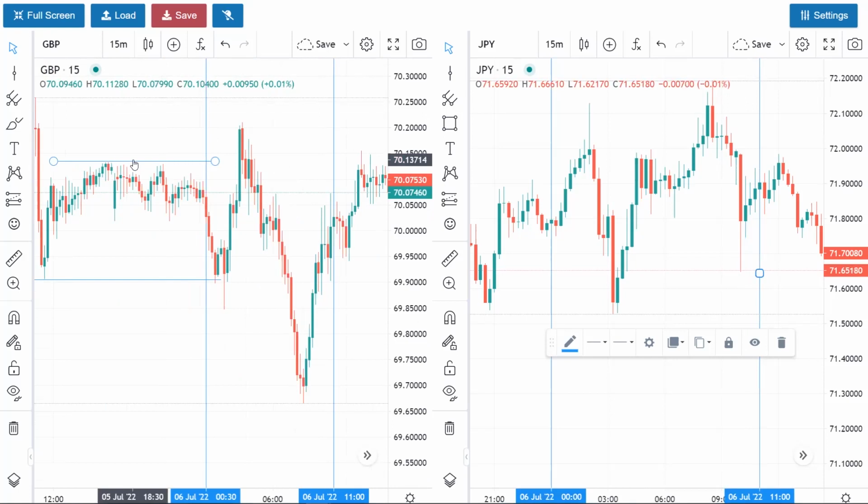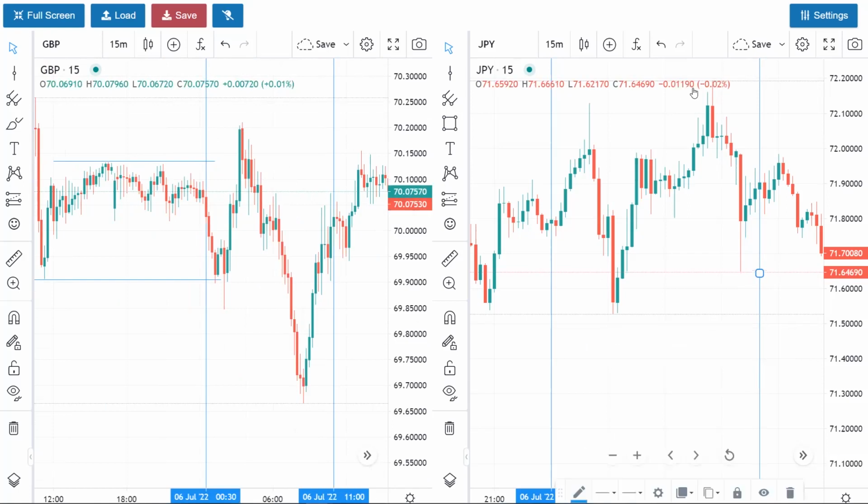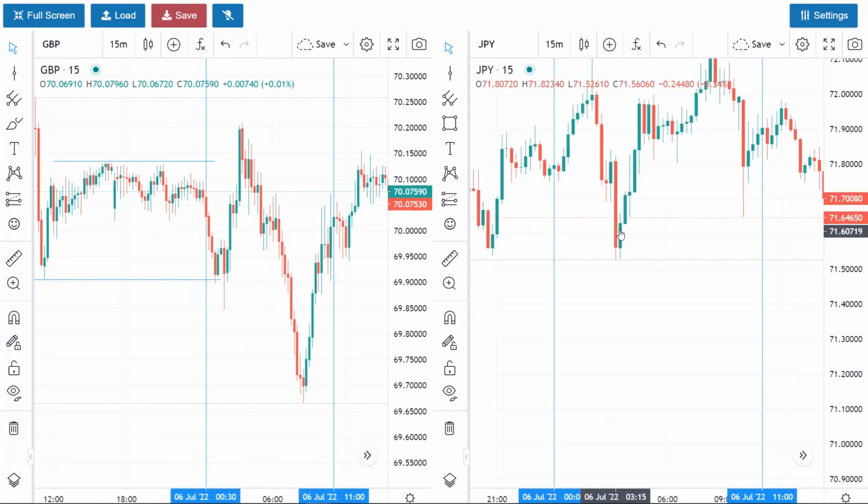We have the news. I am going to look at this. What time is this? This is 3:30 in the morning. When you come back to the Japanese yen, what time of the day is this? This is also 3:30 in the morning.